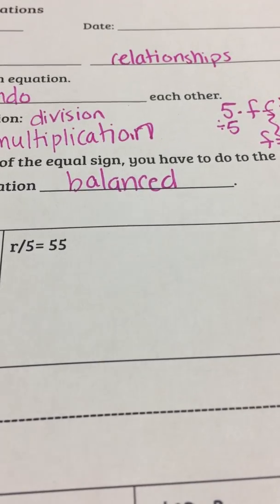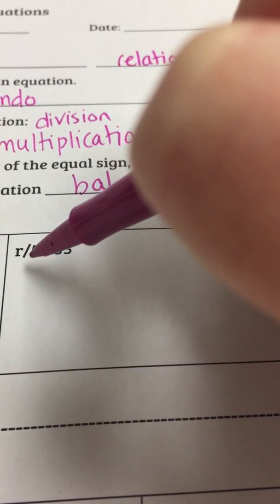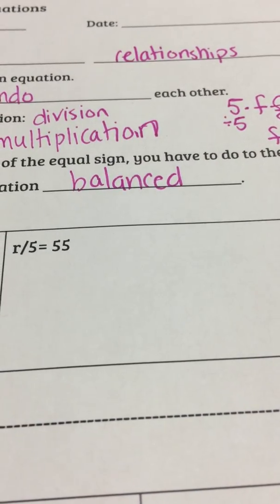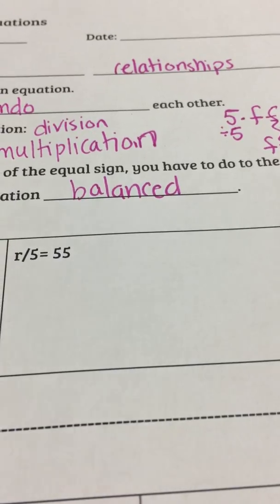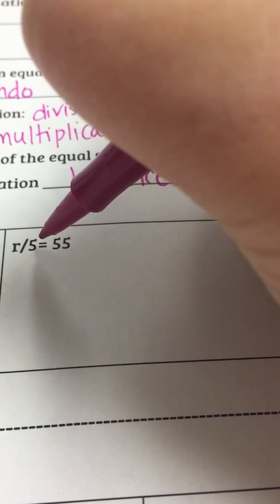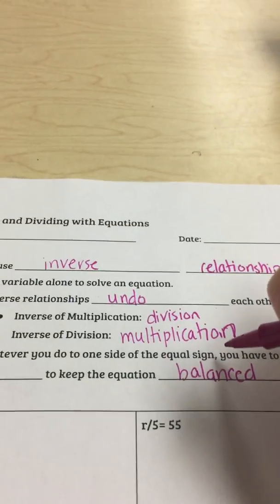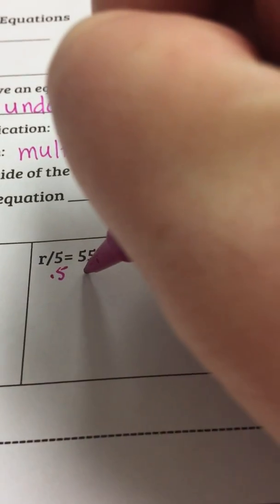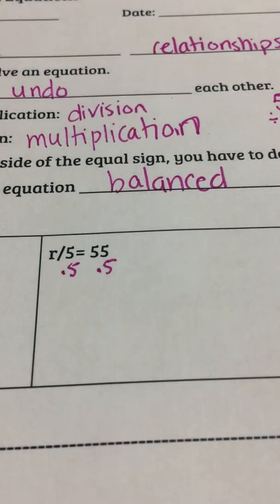All right, if you're stuck here and you're not sure where to start, remember, this big line means to divide. If that helps you out, pause the video and finish the problem. Okay, so I have r divided by 5 equals 55. I know I want to get the r by itself, so I have to get rid of this 5. If I'm dividing by 5, I need to undo that, which means I need to use the inverse, which is multiplication. So if I multiply this side times 5, I have to multiply this side times 5.